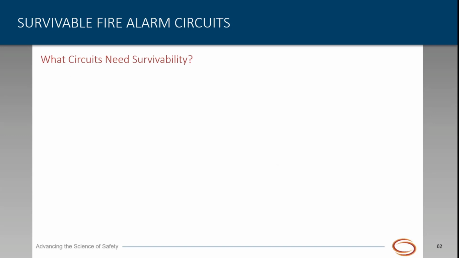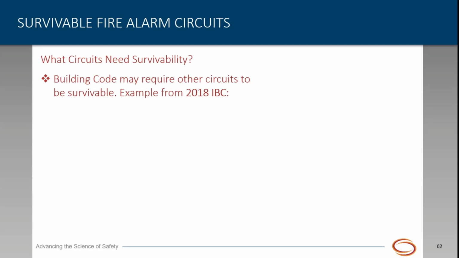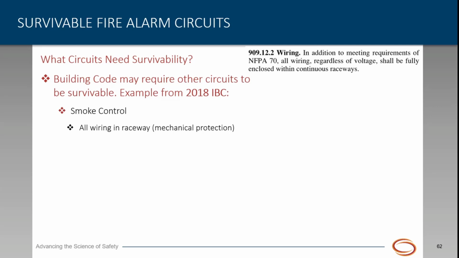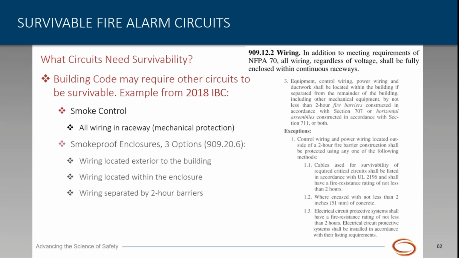Now, there may also be other types of circuits that need consideration that are not specifically required by NFPA 72 because this hasn't been fun enough already, right? An example here is from the 2018 edition of the IBC, and it's the same as the 2015 requirements. All smoke control system control wiring, that's fire alarm, shall be in continuous raceway. This is for mechanical protection and does not provide survivability. This might negate the use of 2-hour free air rated cabling.